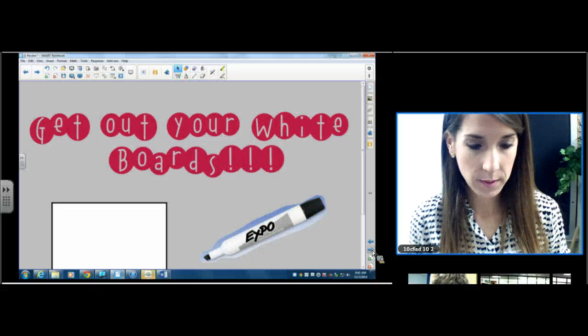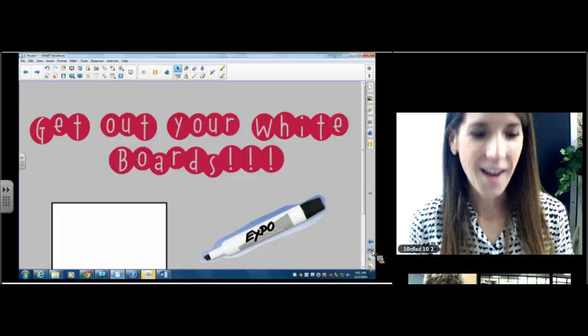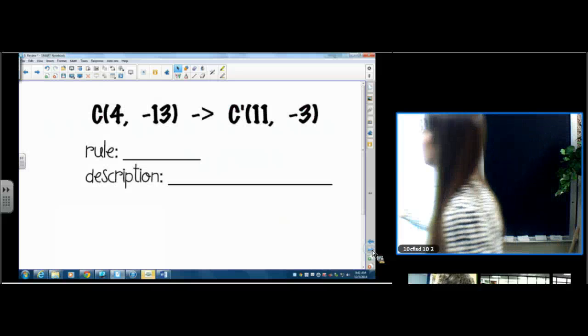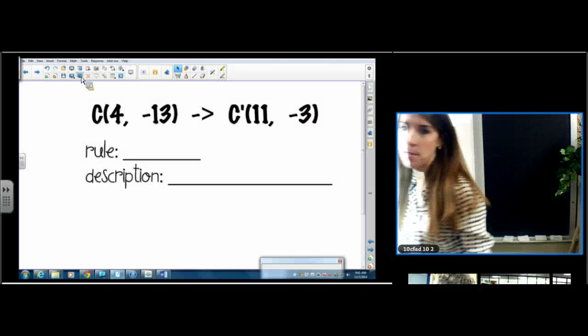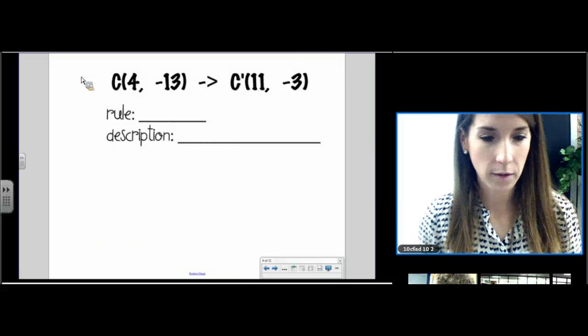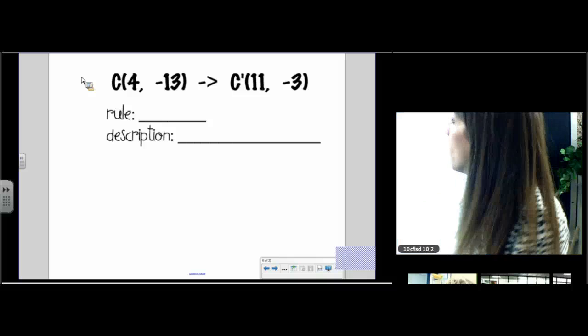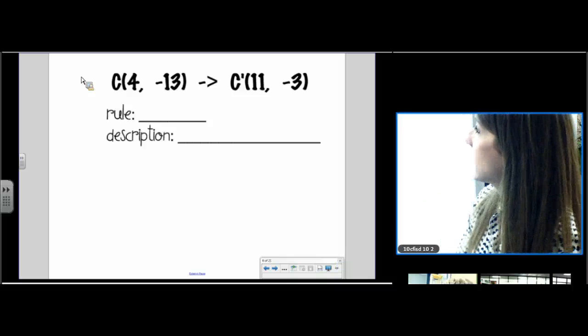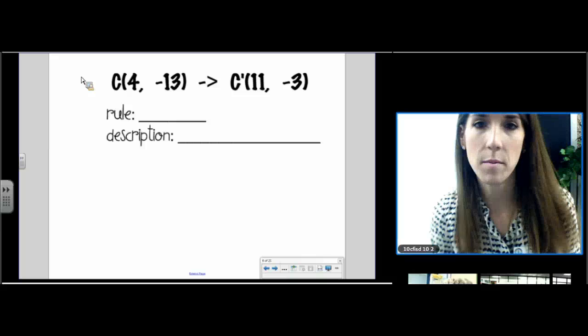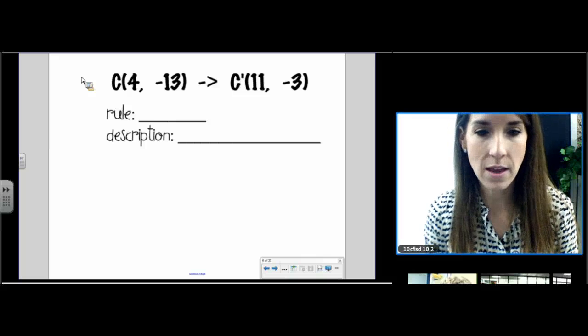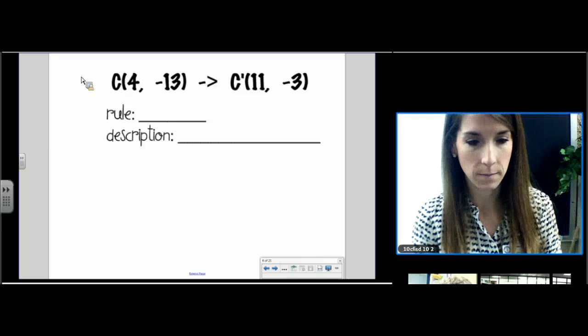Ready? Review problems. Here we go. So get out a sheet of paper if you want to do this on a sheet of paper, or if you have your own whiteboard. Okay, so point C has been transformed to become C prime. I want you to tell me the rule and the description.